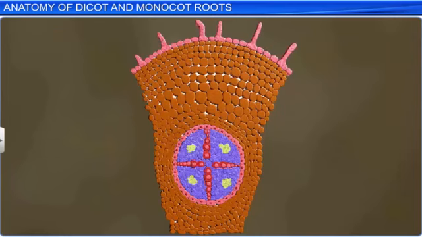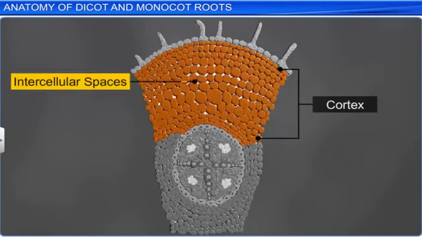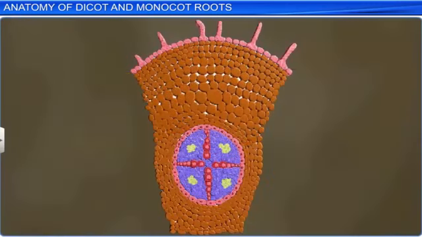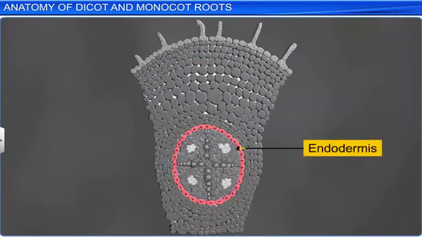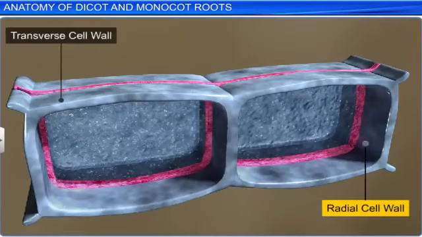The epidermis is followed by cortex, which is formed of several layers of thin-walled parenchymatous cells. These cells have intercellular spaces. The innermost layer of the cortex comprises barrel-shaped cells without any intercellular spaces. This layer is known as the endodermis. The tangential and radial walls of the endodermal cells have deposits of a water-impermeable material, or suberin, which is also called Casparian strips.